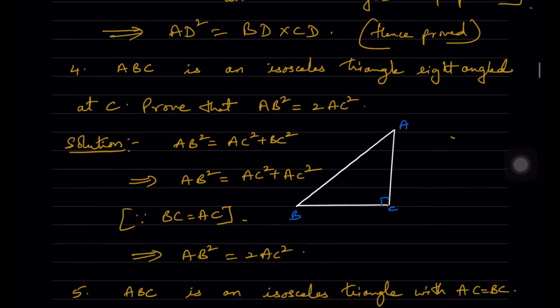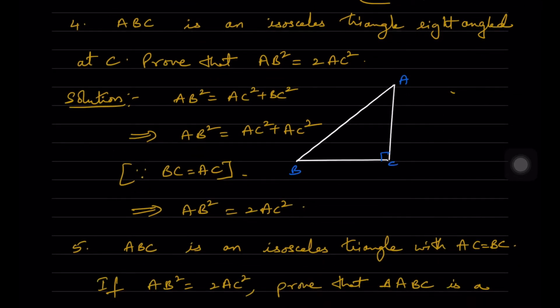Now going into the next one. ABC is an isosceles triangle, right angled at C. Since it's an isosceles triangle, BC is equal to AC. Prove that AB square is equal to 2AC square.